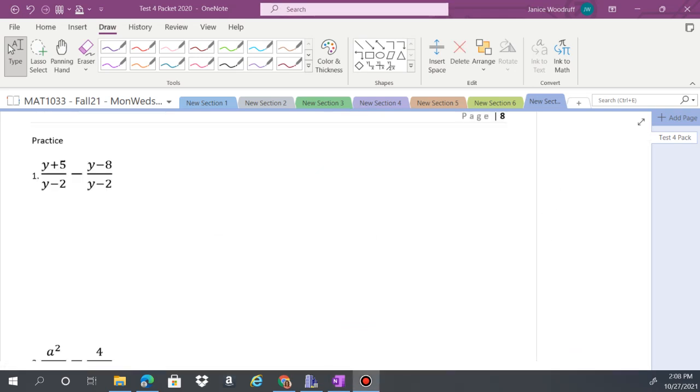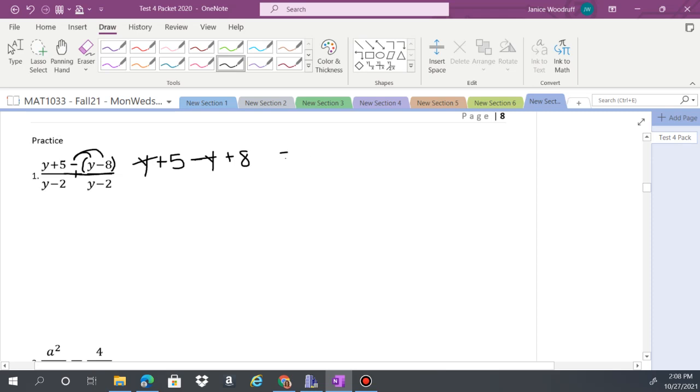Okay, so for the first one, it's subtract. So we're going to take this, I'm going to put a parentheses here, and the minus sign, I'm just going to carry it over here. And really, I just kind of draw the line like that. So then this comes over as y plus 5. And then we distribute the minus. This is minus y, and then plus 8. Then if I combine like terms, y minus y cancels out. So it's just 5 plus 8, which is 13, and then over y minus 2. And you can't do anything with that, so you leave it just like that.